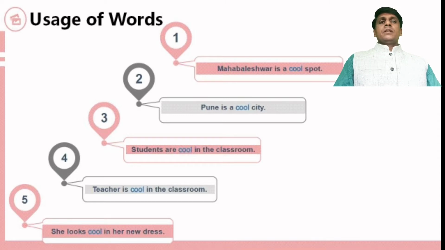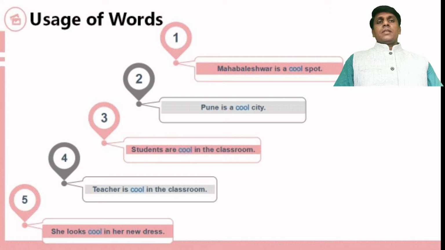In the third sentence, I said students are cool in the classroom. So it is not peaceful like the earlier sentence. It may be different. When I am talking about the context of class, I expect students should be active in the classroom. They should take participation in discussion. They must ask different questions. But if they do not ask, I say students are cool in the classroom. So the intention is they are passive. They do not talk. They do not take participation in discussion.